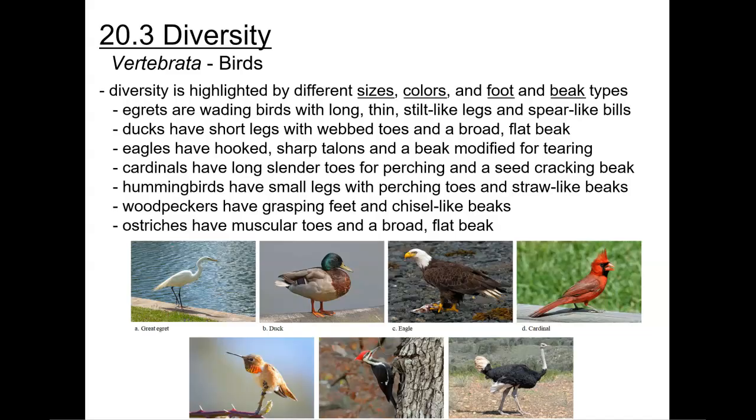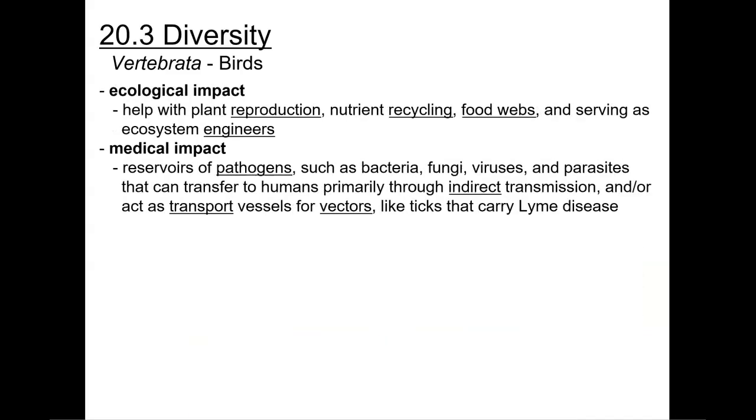Hummingbirds are going to have small legs with perching toes and straw-like beaks. Woodpeckers have grasping feet and chisel-like beaks. And ostriches are going to have muscular toes with a broad, flat beak. Ecological impact is that they're going to help with plant reproduction, nutrient recycling, food webs, and serve as ecosystem engineers because they do build a lot of things.